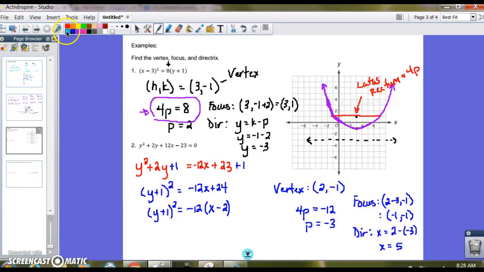Now 4p is going to be negative 12. You see that what is outside the parentheses there is negative 12. So 4p is negative 12, so p comes out to be negative 3. Now that I know what p is, I can find my focus and my directrix. Remember that because it opens to the left, I have to do everything off of my x-coordinate. So my focus is at (negative 1, negative 1), and my directrix is at x equals 5. It might be easier to graph these on graph paper. Sometimes visually that makes it a little bit easier.